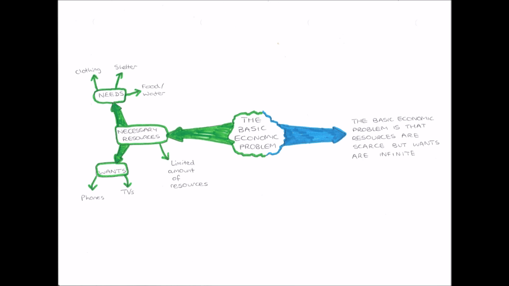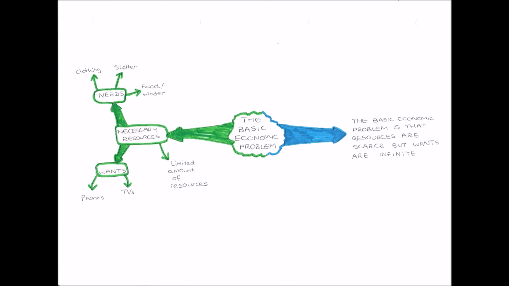Now our next point there, just sticking out on its own, is that there are a limited amount of resources on Earth. And this is true. There is a limited amount of resources on Earth. So for example, once oil is gone, it's gone. There's only a limited amount of it. There's only a set amount of supply of it.